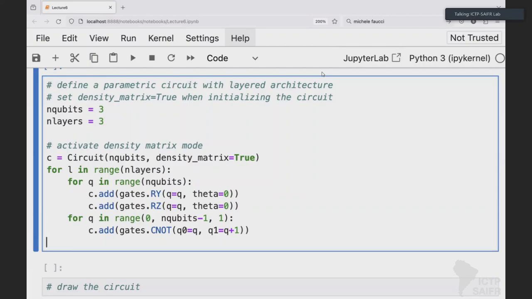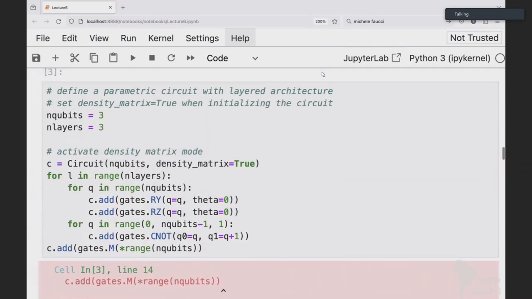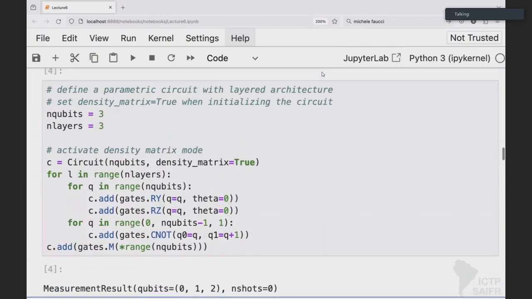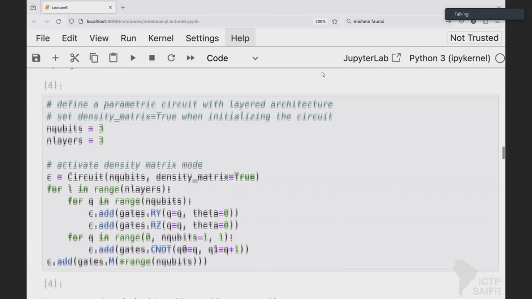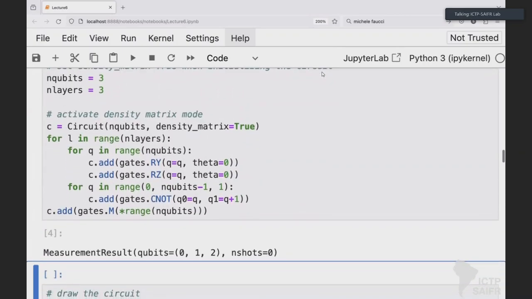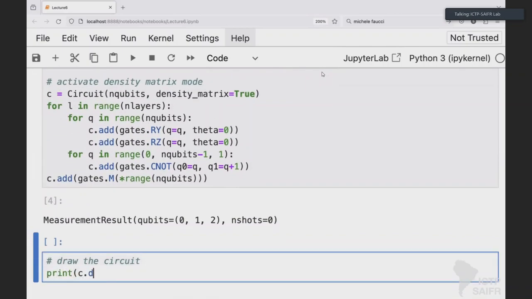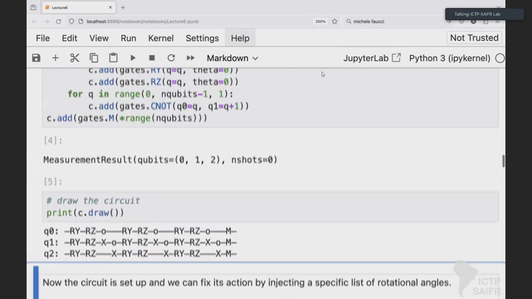Good. Last thing to do is to attach some measurement gates. So I do c.add gates.M, and I perform measurements over all qubits, so star range n qubits. Good. So, next step. Let's have just a plot and see how this circuit looks. So I do print c.draw. And here you go. Here you have the circuit.